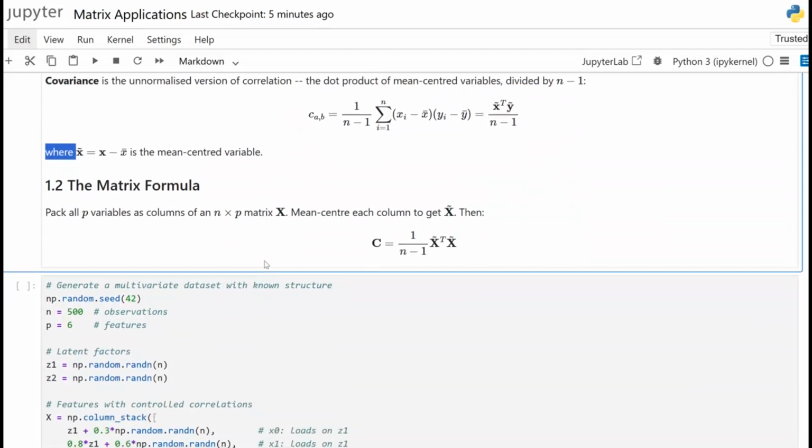And yes, dear friends, when we pack all p variables as columns of an n into p matrix X.